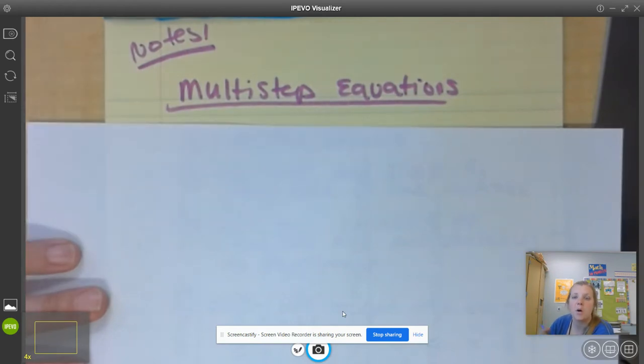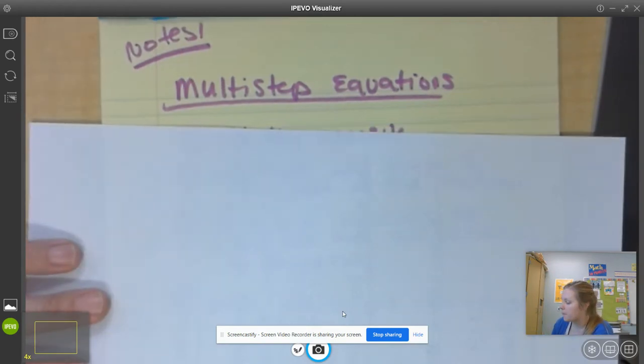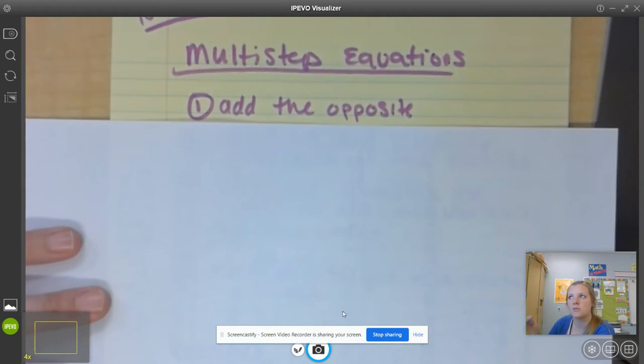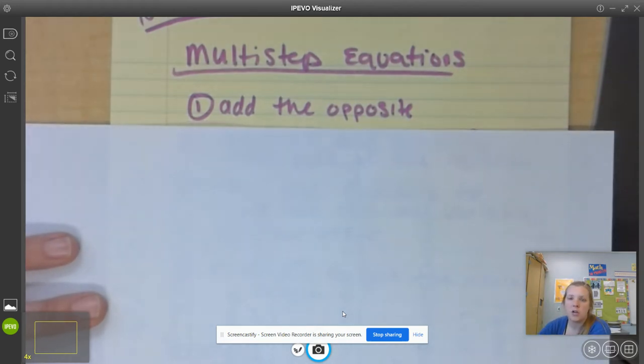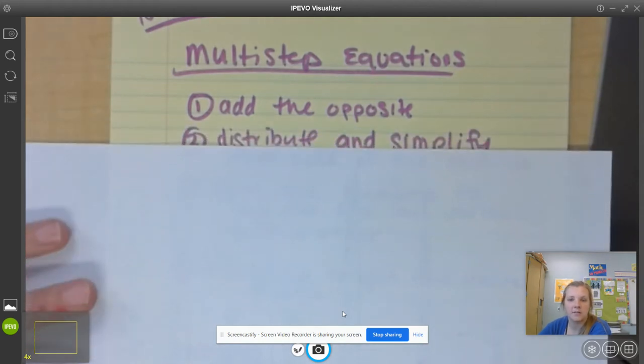Multi-step equations, there's multiple steps to solve the problem. So I have four general guiding principles that I do. So I'd like you to try these. The first thing I always do is add the opposite. I get rid of all subtraction in the problem to start. It just helps me keep track of those negatives.